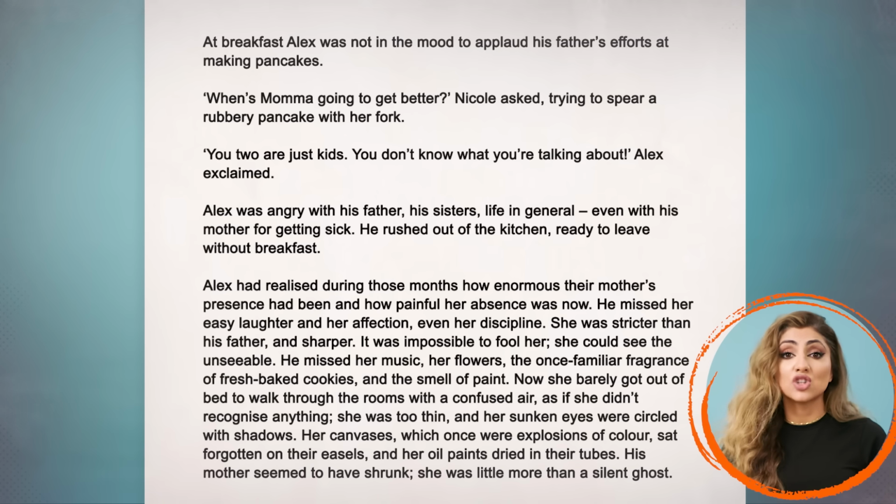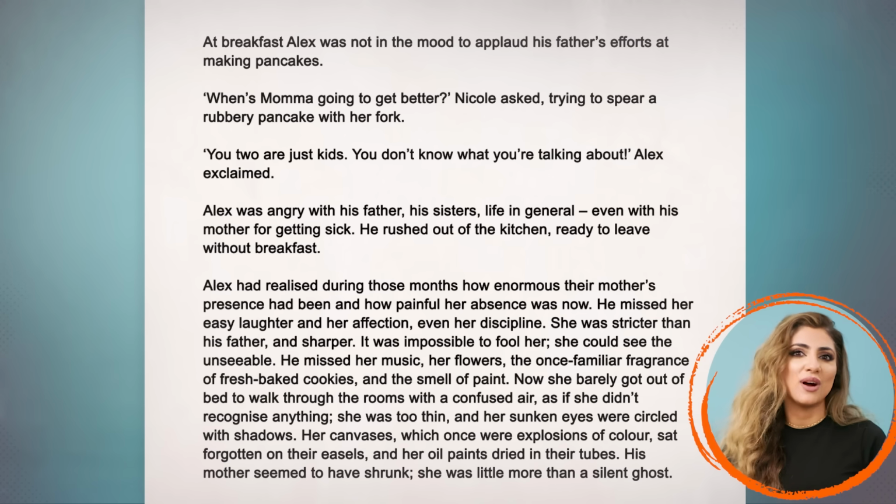"Alex had realised during those months how enormous their mother's presence had been and how painful her absence was now. He missed her easy laughter and her affection, even her discipline. She was stricter than his father and sharper. It was impossible to fool her. She could see the unseeable. He missed her music, her flowers, the once familiar fragrance of fresh-baked cookies, and the smell of paint."